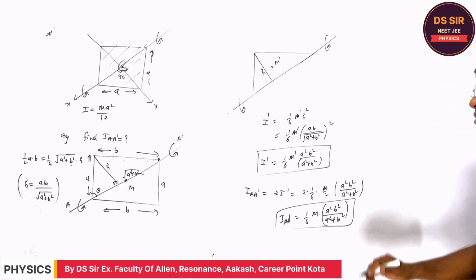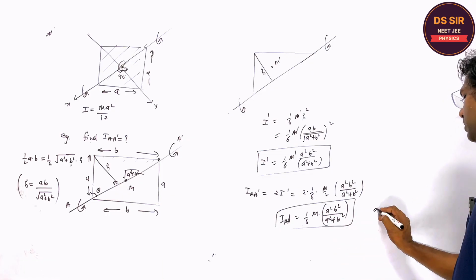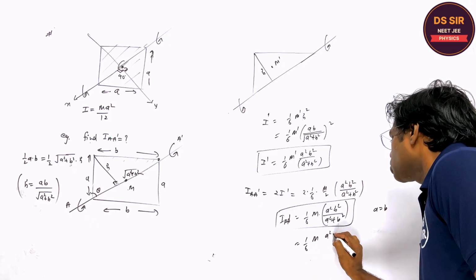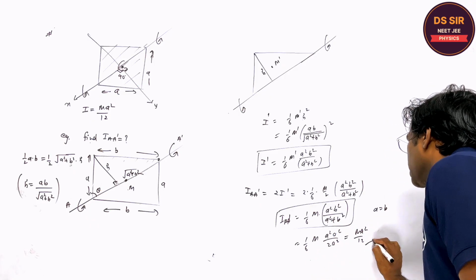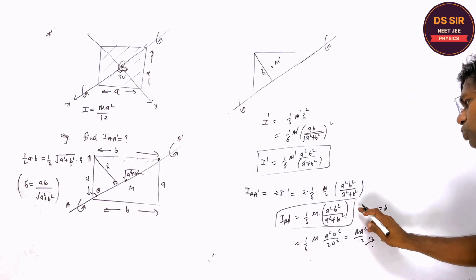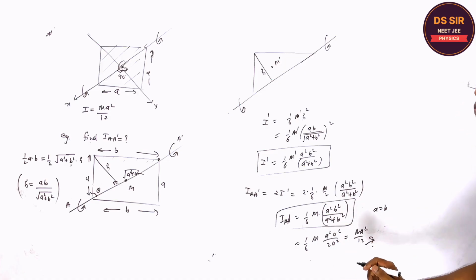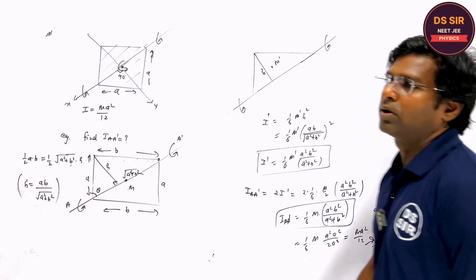Are you getting or not? You tell. If you put a and b equal for the square, so what will you get? M a square upon 2a square, so m a square by 12. The same answer you will get for the square. So this is the thing you have to remember: 1 by 6 m a square b square upon a square plus b square.